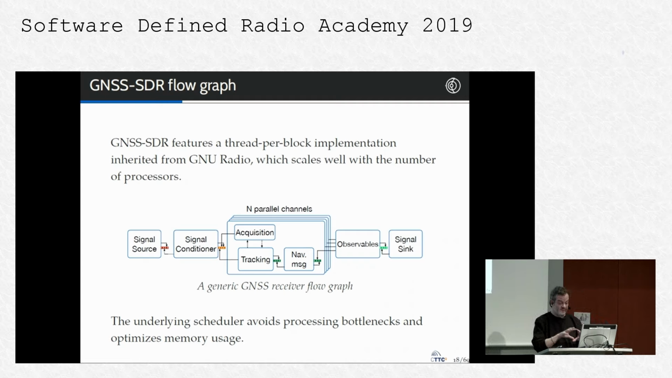Then we have to do signal tracking. We need to track the evolution of the synchronization parameters of those signals. Then we need to demodulate the navigation message, which is that message that conveys the information that you can use for knowing where the satellites are. And then collecting all these measurements, you can form something that is called the observables, which are the basis for computing what is called the PVT solution, which is position, velocity, and time solution. And there is an underlying scheduler that avoids processing bottlenecks in the whole processing.